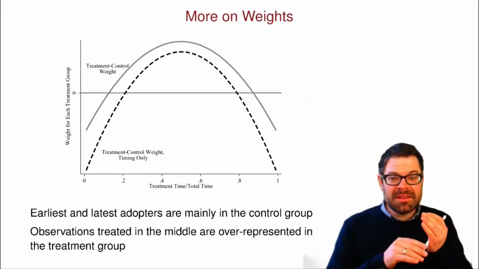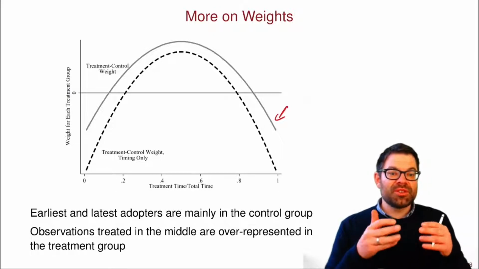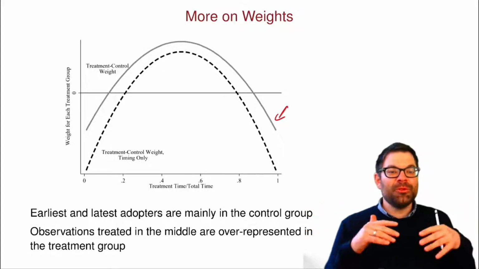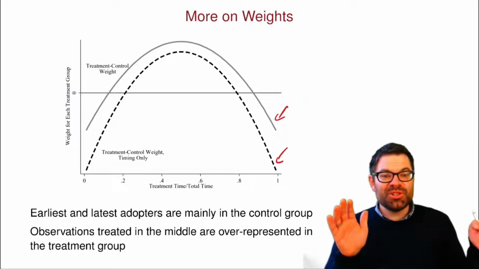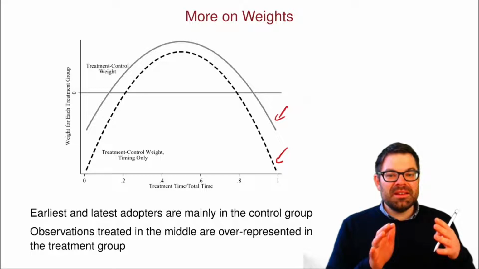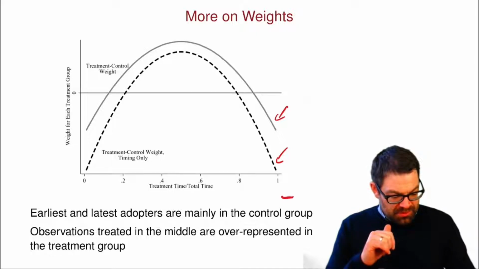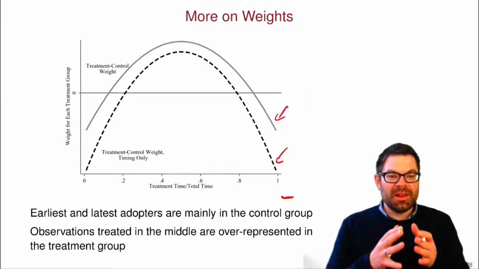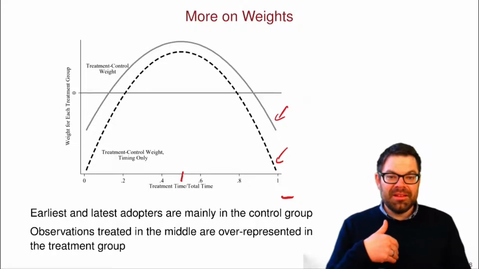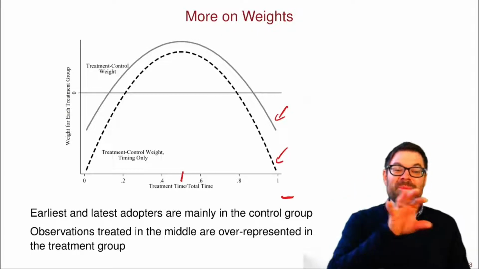So let's look first at those two designs. The first, the gray line up here, is one where you have some units that have never been treated, so you have some real control group. Whereas the second line, the dashed one, is a setup where everyone gets treated eventually, just at different times. On the horizontal axis, you have when over the event window they are getting treated. And so those that are getting treated in the middle have a much stronger weight in the treatment group in both the estimation of the average treatment effect on the treated, but also in that bias term.